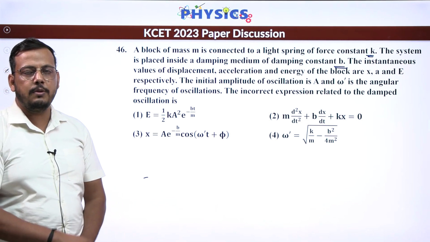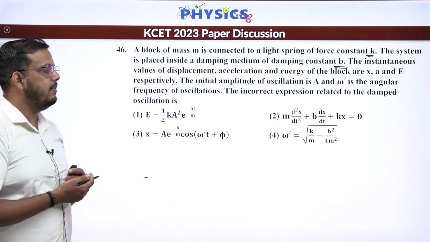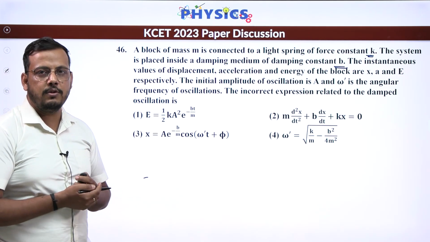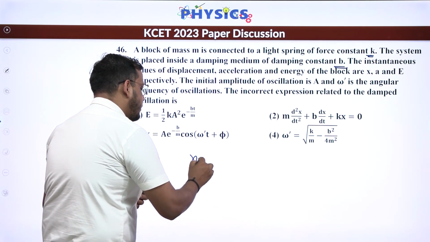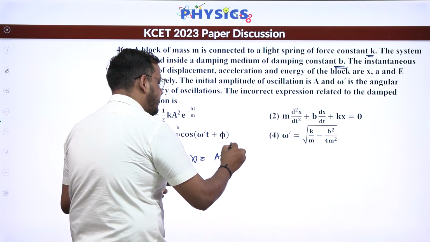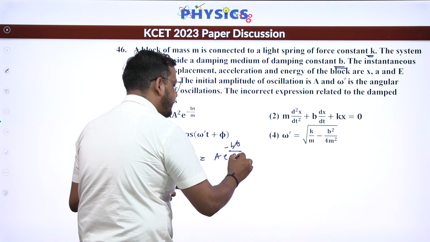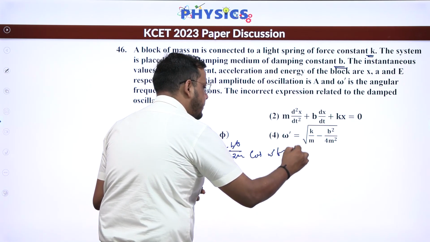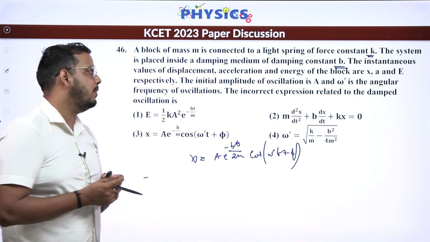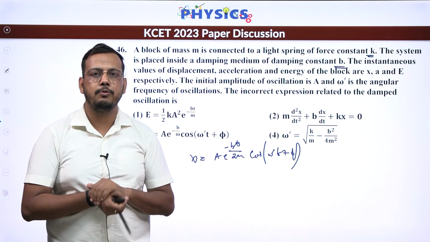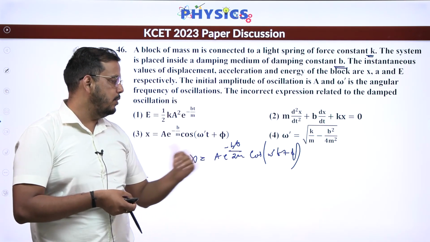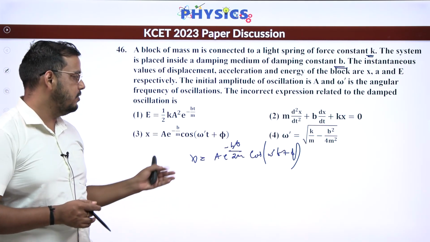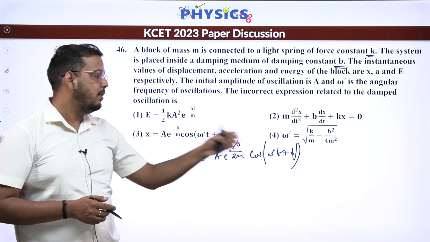So this question is on the basis of damped oscillation. Directly here we have to identify which equation is incorrect. If we write the displacement equation of the damped oscillation, x is equal to A e raised to power minus bt by 2m cos(omega dash t plus phi). Here we take cos because in the question it is clearly mentioned it is starting from the amplitude position. If we start from the amplitude position, we have to take cos here. So cos(omega dash t plus phi) is the general equation of the displacement with time.